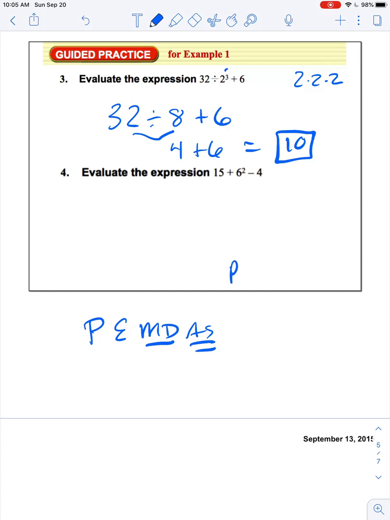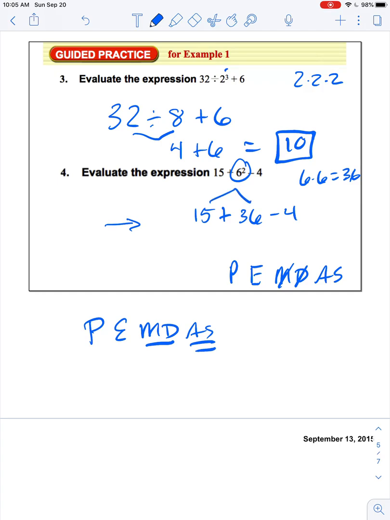Thinking through here, no parentheses, but I do have exponents. So I'm going to have 15 plus 6 squared. Think about that, it is 6 times 6. And now I don't have any multiplying or dividing in this one, so I go right to adding and subtracting, and I work from left to right. So I have to add these two together, and that is going to give me 51, but then I'm taking away the 4, so that is going to put me at 47. I feel like you're probably experts by now.